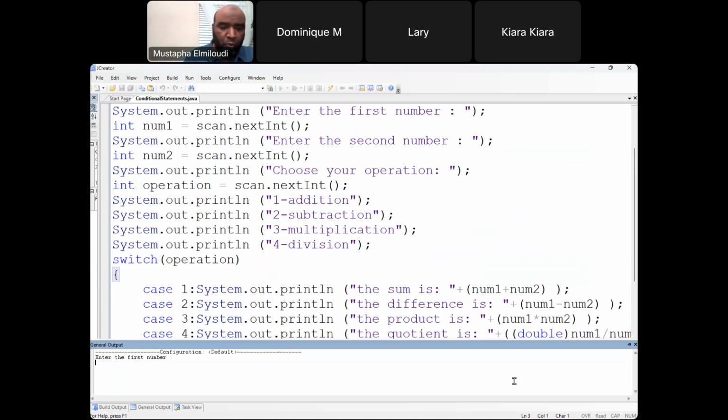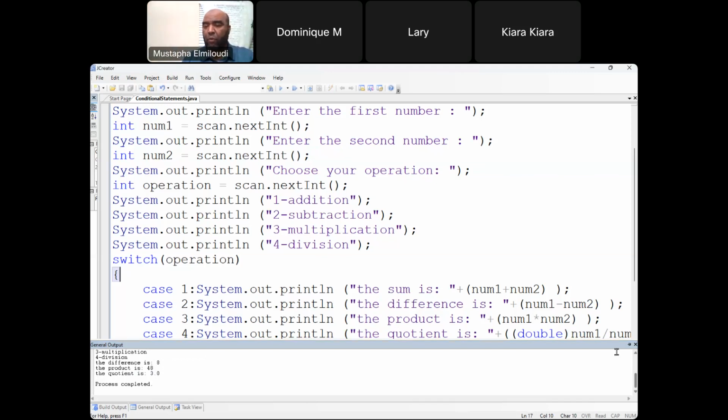So let me choose the same numbers, 12 and 4. Now I want to choose the difference. That's number 2. So pay attention to what's going to happen. It says the difference is 8, but it did not stop right there. It says the product is 48 and the quotient is 3, which means it starts from case 2 and then it did not stop when it was supposed to. I ask you only about the difference, but you give me the multiplication.